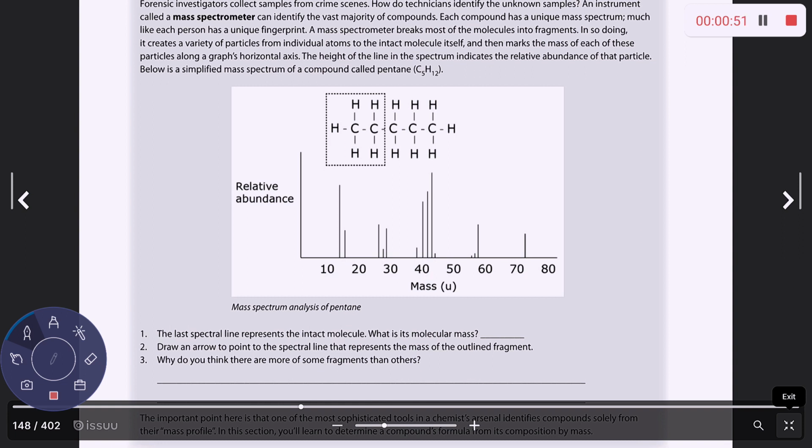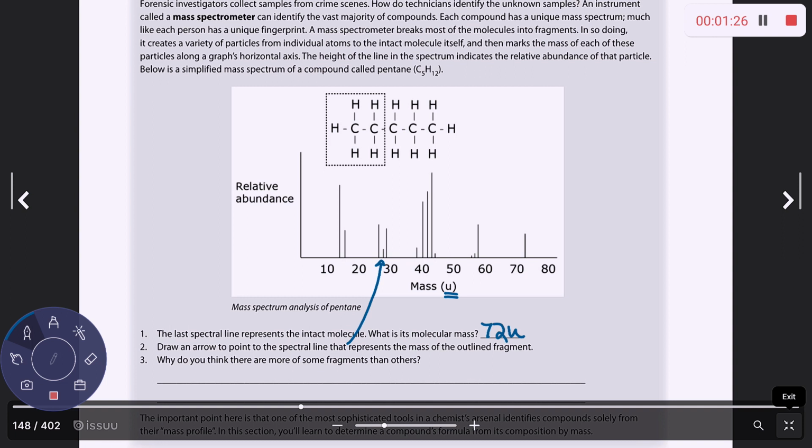72. Okay, and then the unit they gave us here on the x-axis would be what you would put after it, which is atomic mass unit. Draw an arrow to point to the spectral line that represents the mass of the outlined fragment. Okay, so you've got 2 carbons and 5 hydrogens, so you've got about 24 plus 5, so like 29-ish. Okay, so where would you draw your line? To that group, like to the left of 30. The left of 30 somewhere, so like somewhere around here.